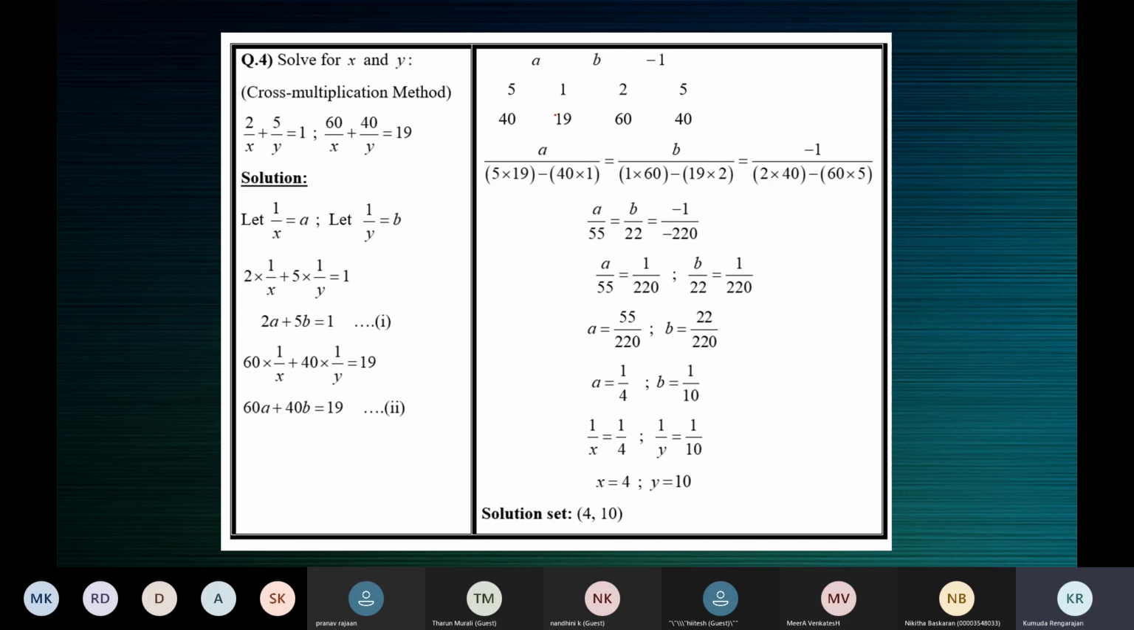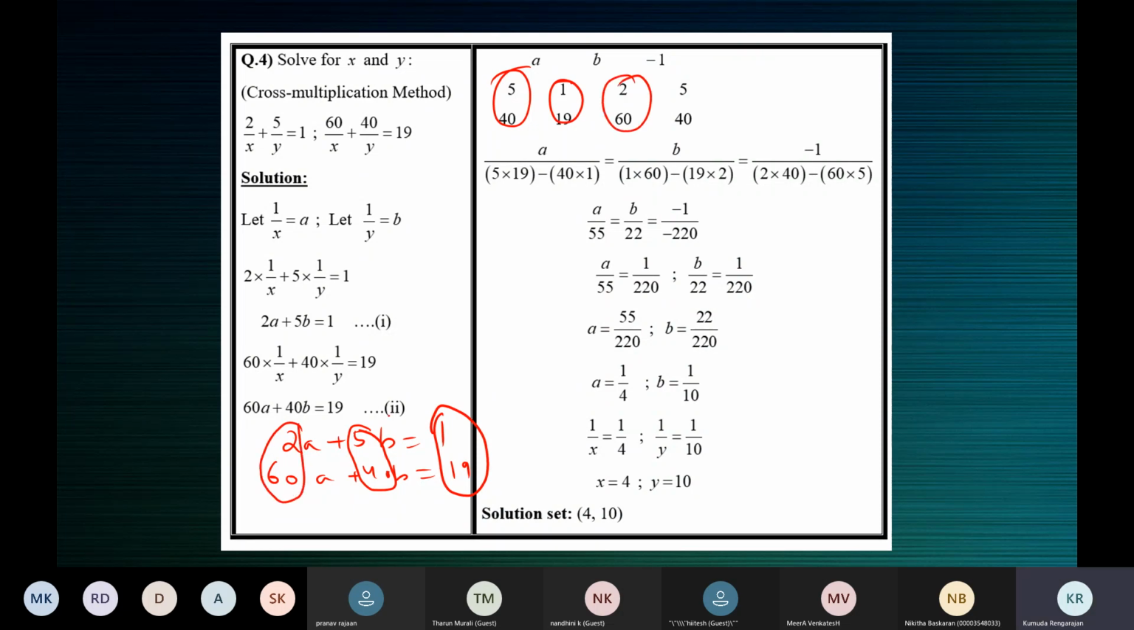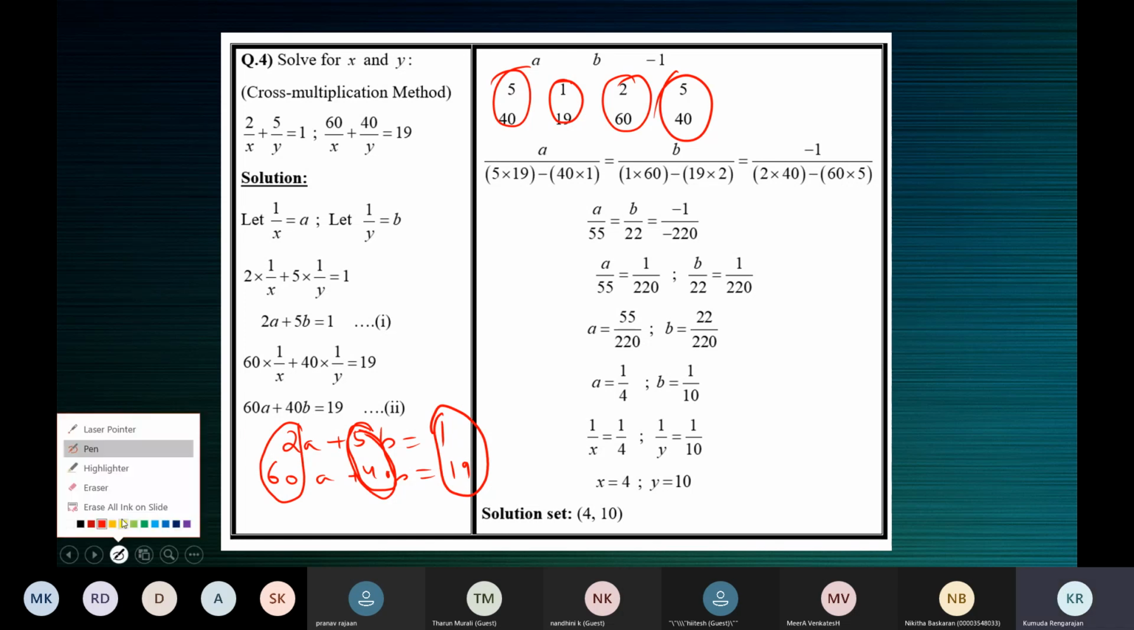No, that's not the format. That's not what you've understood in the class. What should we write first? See, these are the two equations: 2A plus 5B is equal to 1, and 60A plus 40B is equal to 19. You must start with B1, B2, the coefficients of B, 5, 40. Then C1, C2, 1 and 19. Then A1, A2, 2 and 60. And finally, from where you started, 5 and 40. That's the format.